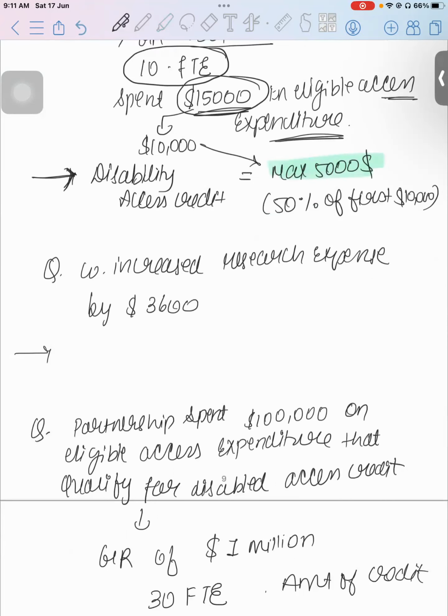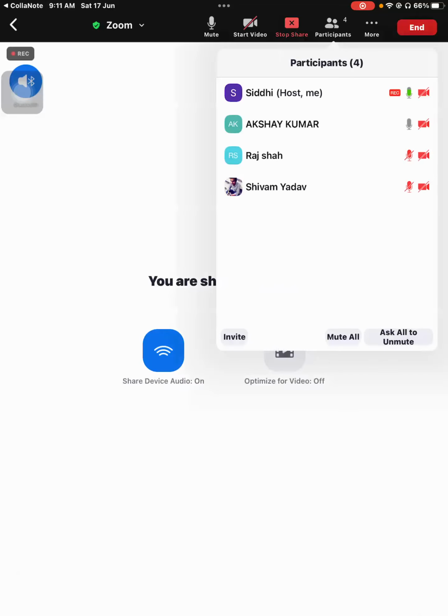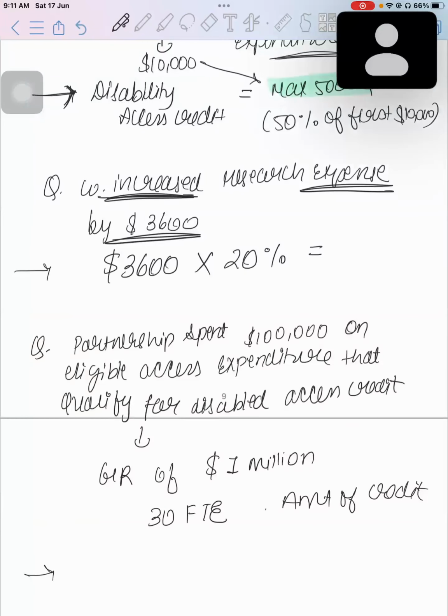Now, there will be straightforward questions like: a company has incurred research expenditure and increased the research expenditure by 3,600. So what was the percentage of the research expense credit? If you guys remember, 20%. Is it 20 or 25, guys? Shivam? You guys can write in the chat box if your mic is not working. Are you sure it is 20%? Yes. Okay, so what is 3,600 into 20%?